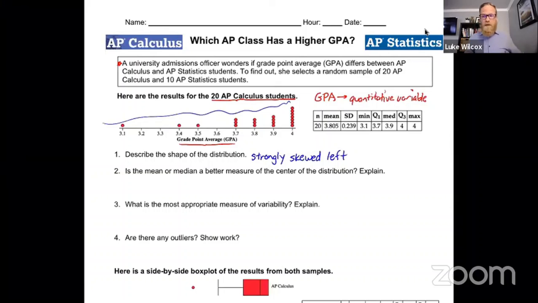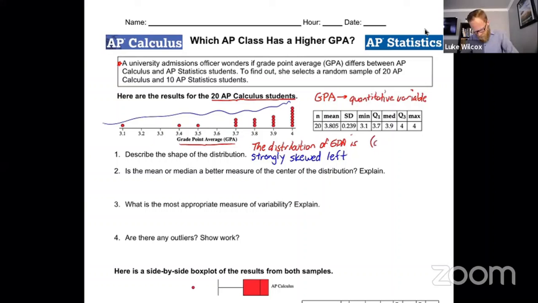Now here's where I'm going to pause. I'm actually going to give you a very important AP exam tip. When you're answering free response questions, you want to do your best to always include the context of the question. If you just looked at our answer right now, strongly skewed left, it doesn't say anything about the context of the problem. So I'm going to add in something here. I'm going to say the distribution of GPA is strongly skewed to the left. So now very clearly, I've included the context of the problem.